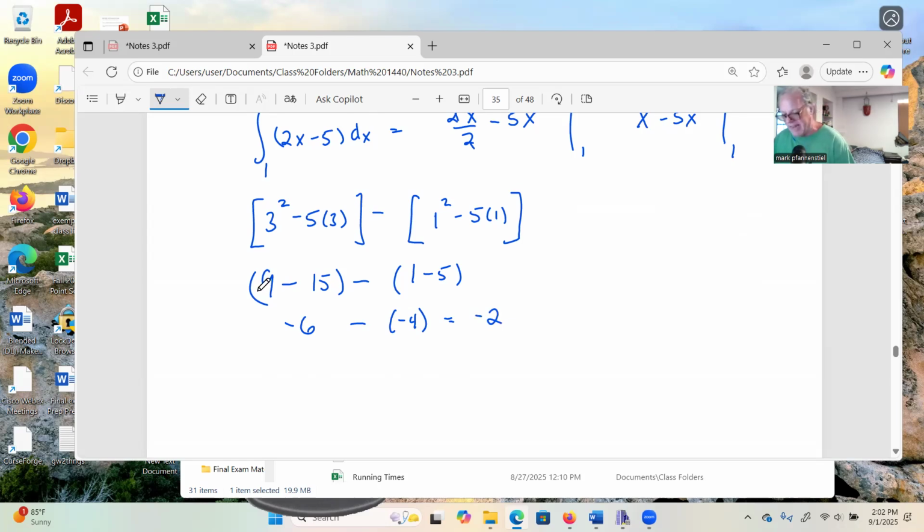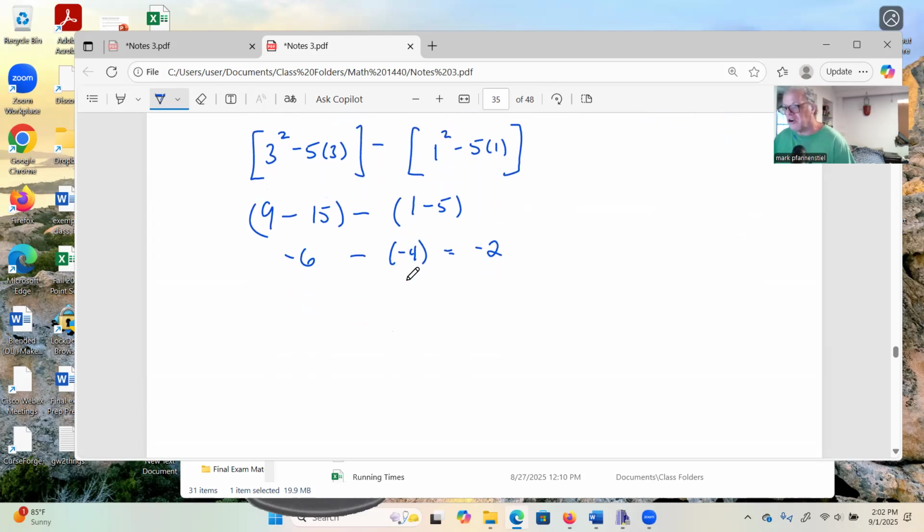Okay, so wait a minute. It's an area. How is an area under the curve negative? Like, well, let's show you. Okay, let me go ahead and go back to my original function. It was 2x minus 5. What does this look like as a graph?